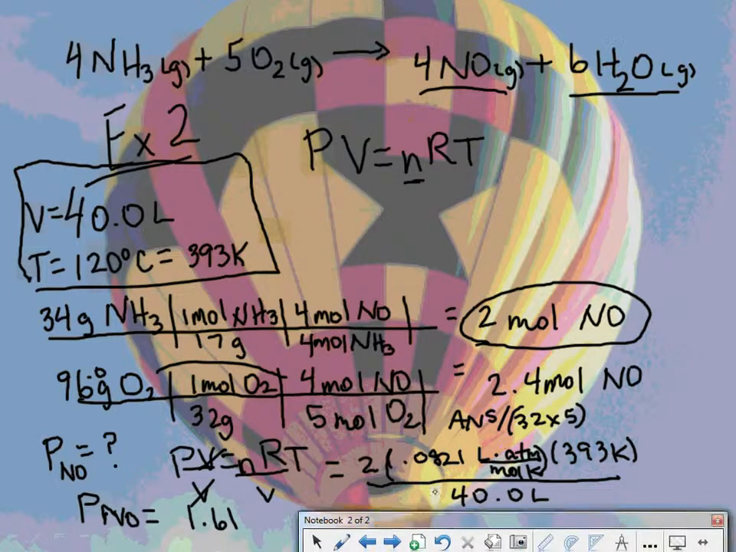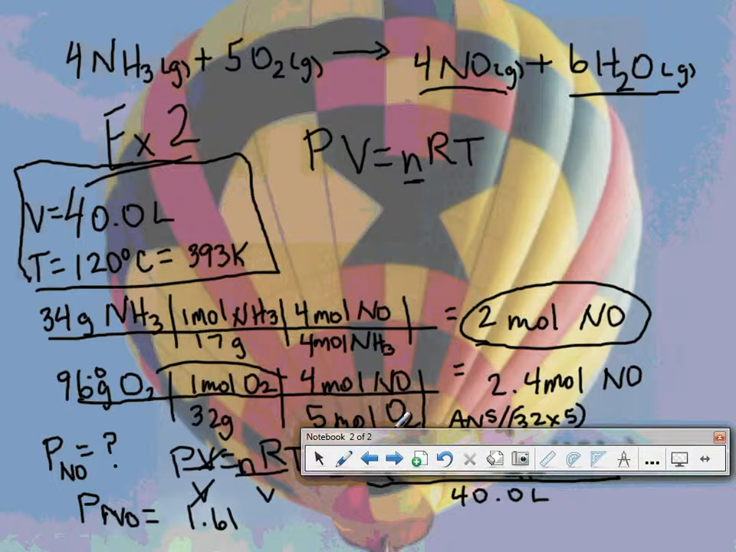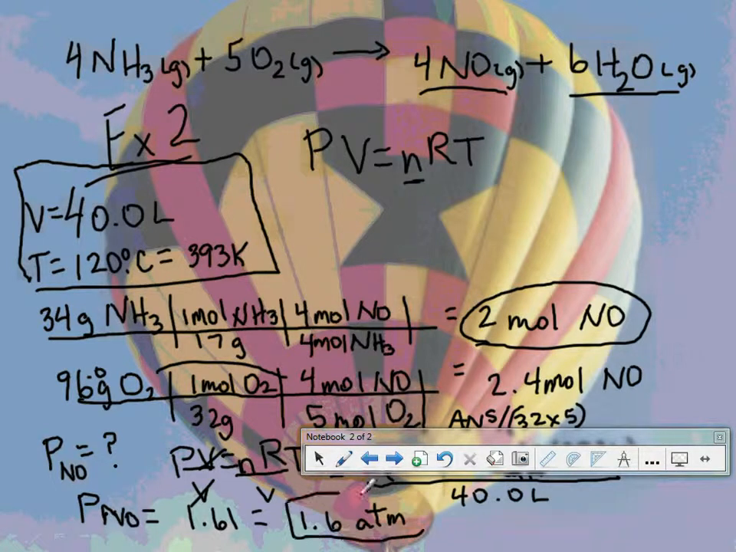1.613265. How many sig figs do you want to keep there? 3? Sometimes our book is not very specific. Or 2. Isn't that just 2? Yeah, it would be 2 because of this temperature, and because of these masses, the 34 is only 2. And the volume is only 2 as well. Does the zero count? Yeah, because any zero between sig figs counts. It's just an old rule. So we're going to call this 1.6 atmospheres.